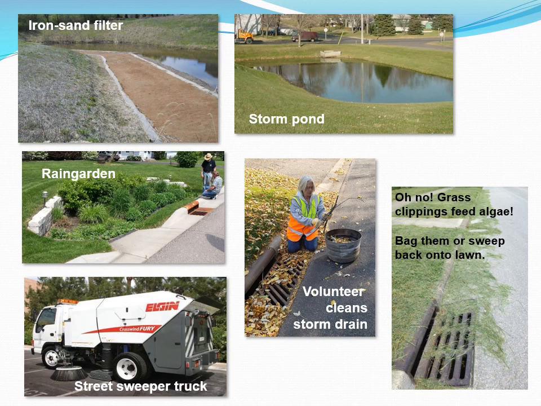We see a volunteer cleaning up her storm drain, and we can see one of the city's street sweeper trucks that can go out in a targeted way to try and clean up the lakes that are the most vulnerable to that leaf fall, especially this time of year. And there's a picture of someone who didn't do the right thing. They mowed all their grass clippings into the street. That is not what we want to see. That will grow algae.